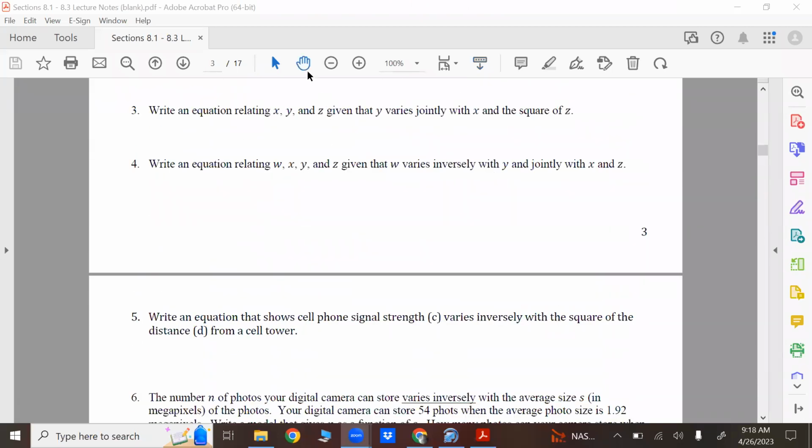All right, let's take a look at number 3. Write an equation relating x, y, and z, given that y varies jointly with x and square z. So y equals what, guys? Y equals x times what? Z squared. Only the z squared, right? Not the x. Only z squared.